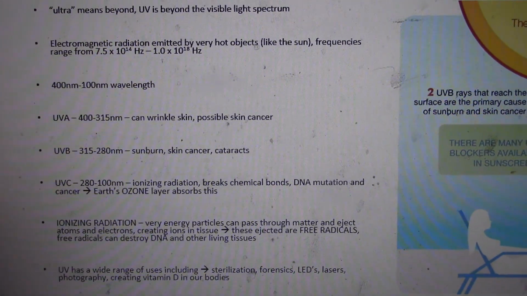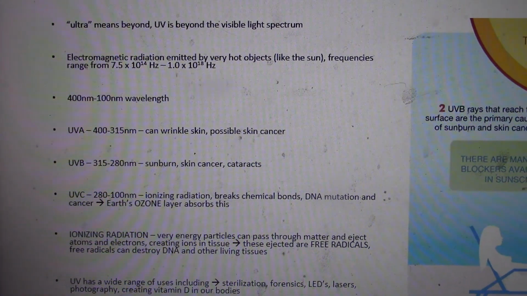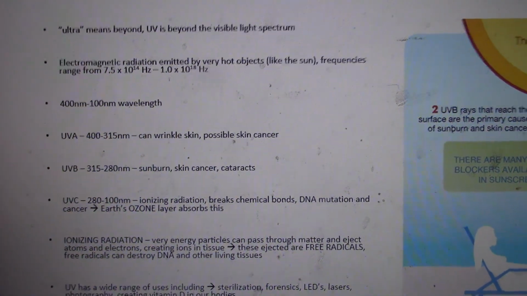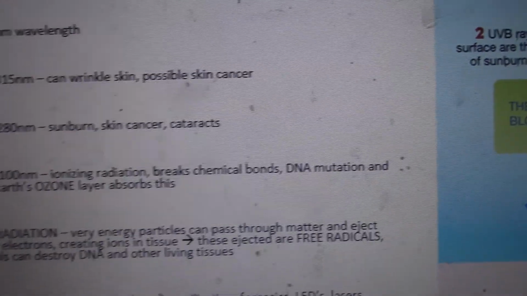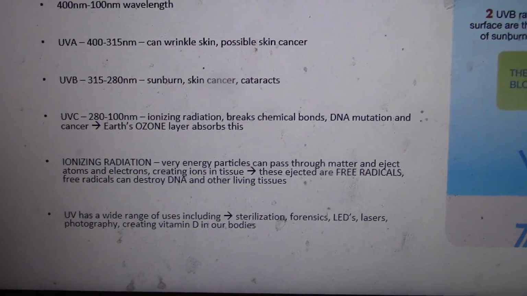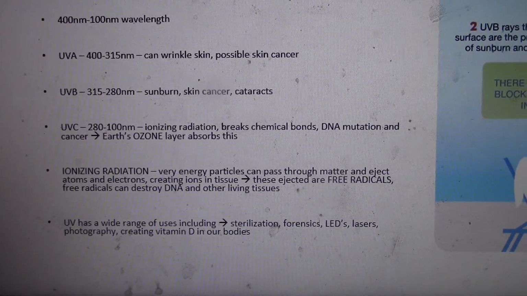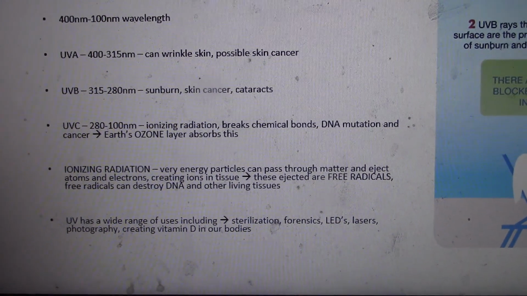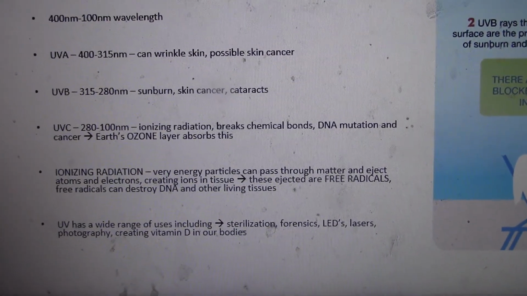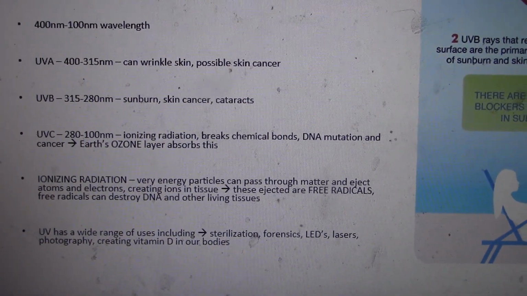It is ionizing radiation. So it will destroy matter and turn it into ions. So UVC breaks chemical bonds, causes DNA mutation, and the ozone layer in the stratosphere generally absorbs this. So what ionizing radiation is, it's very energetic particles that can pass through matter and eject atoms and electrons. So they break up matter. And this creates ions, and these ions are called free radicals. And we talked about that in environmental chemistry.